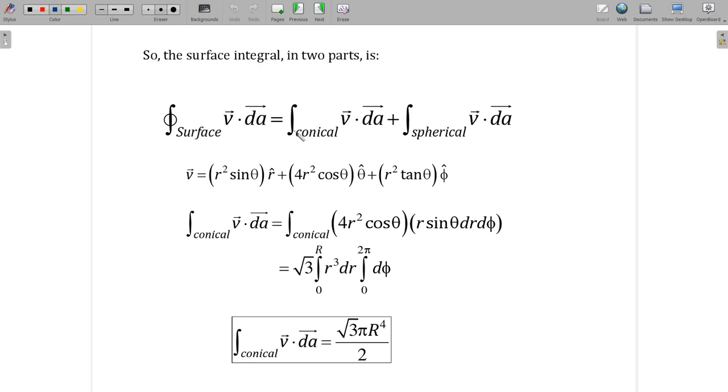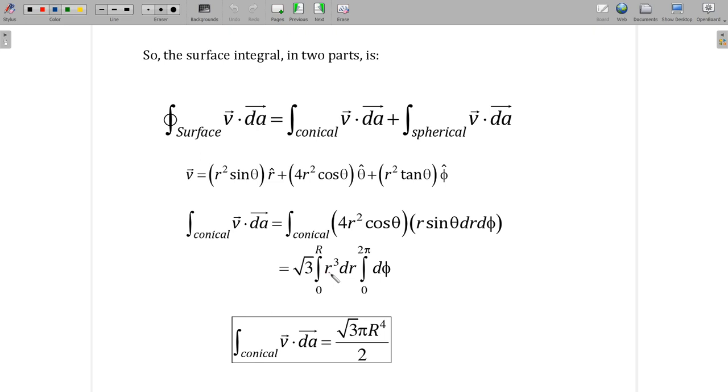So first, calculating the integral over the conical part, we already have v, which is a given vector field, and we have also obtained the area element, which was in the theta cap direction. So when I take the dot product, v dot dA, only the theta cap part of v matters because the area element points in the theta cap direction. So this is the integral.